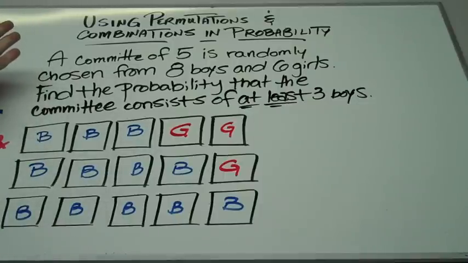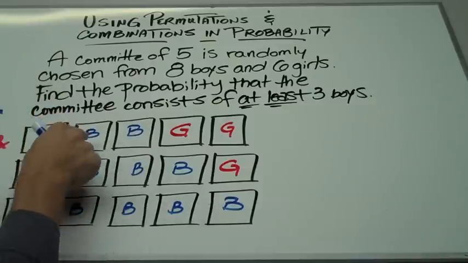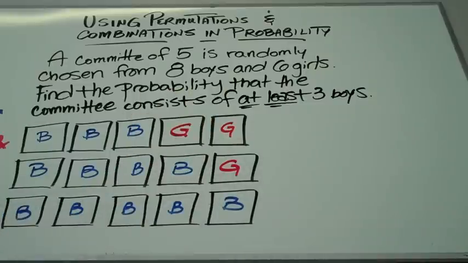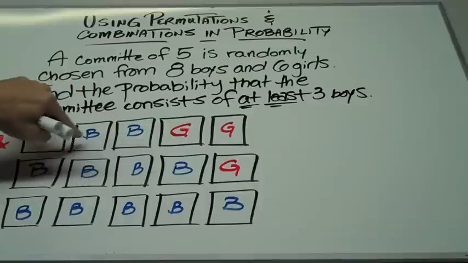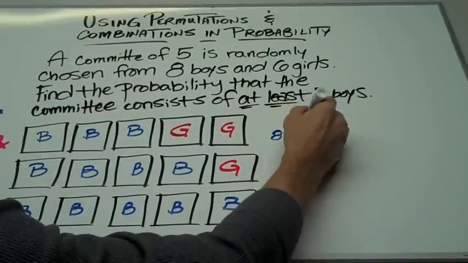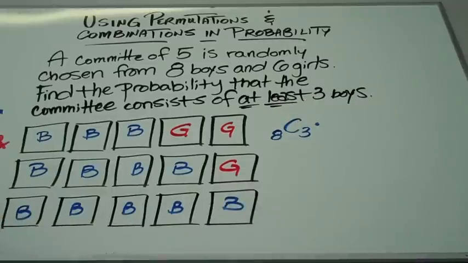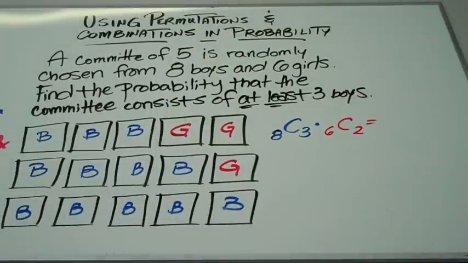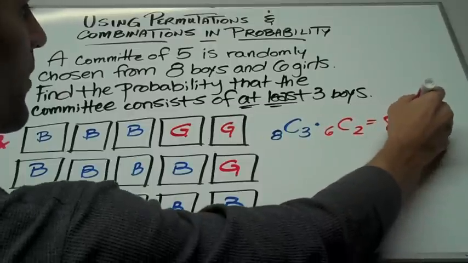Well, what does this committee look like? We're selecting a committee. It doesn't matter if Johnny comes before Billy or Billy comes before Ted, and it doesn't matter if Susie is before Sarah or Sarah before Susie. We just need to know the names of the girls. So this is going to be a combination. If I've got 3 boys and 8 to choose from, I'm going to do 8C3 times, for my girls, I have 6 girls and I have to choose 2, 6C2. And the final answer there, when I do that out, is 840.